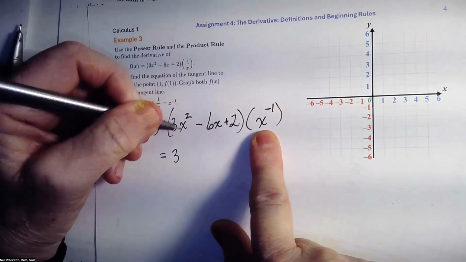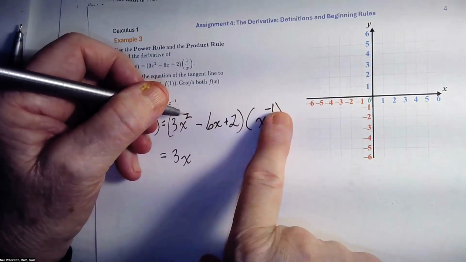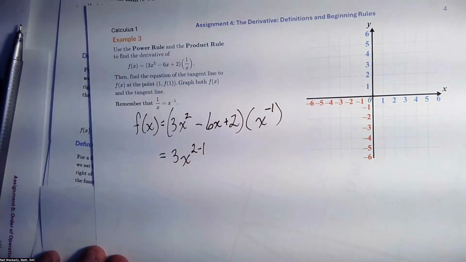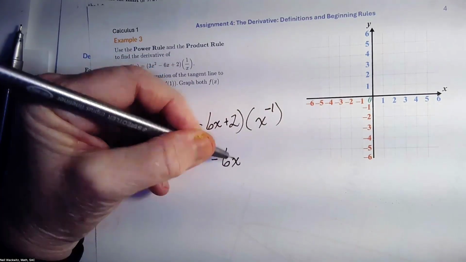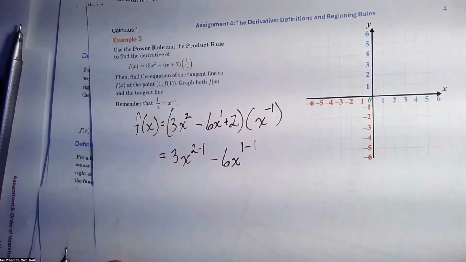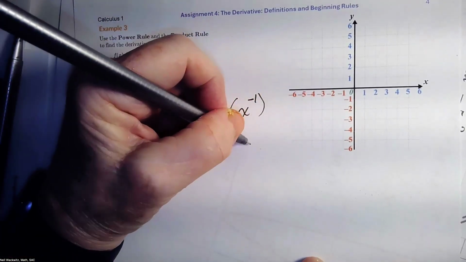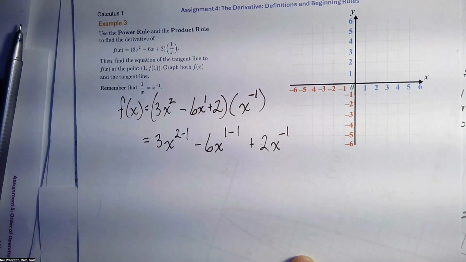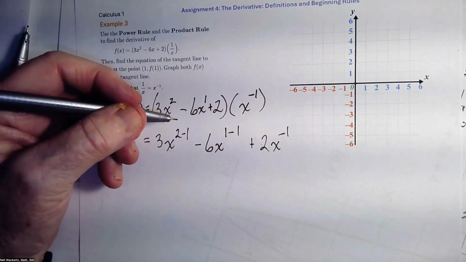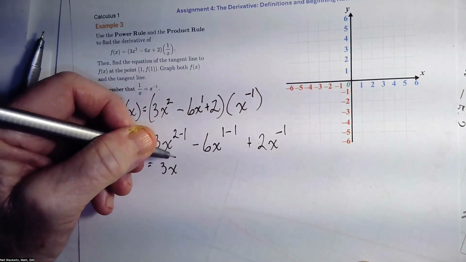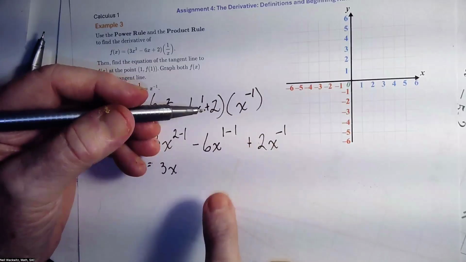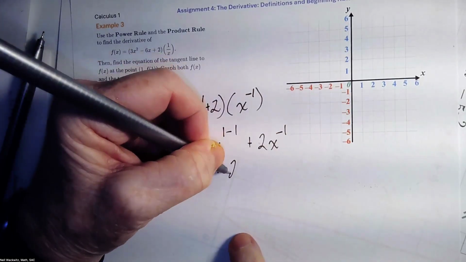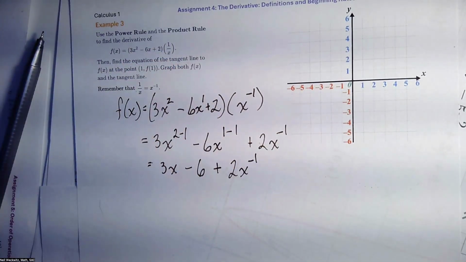So we have 3x to the 2 minus 1, so we add the exponents, minus 6x to the 1 minus 1, plus 2x to the negative 1. So 2 minus 1, that's 1. That's just 3x. 1 minus 1 is 0, so this is just minus 6. And then plus 2 times x to the negative 1.